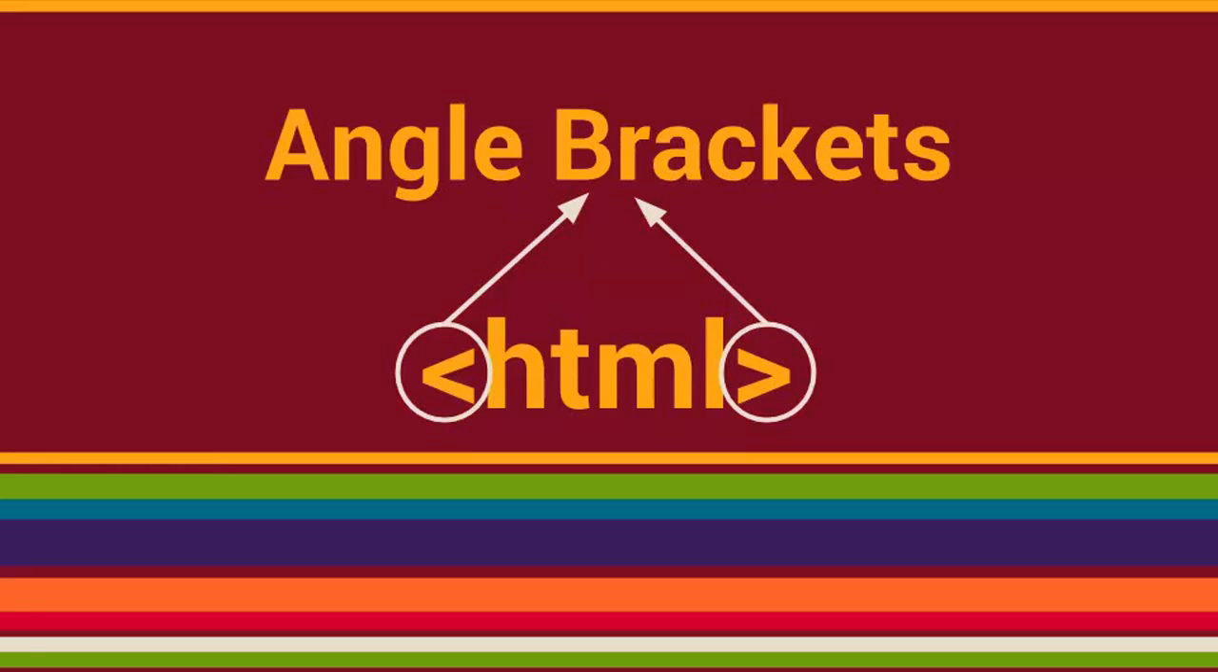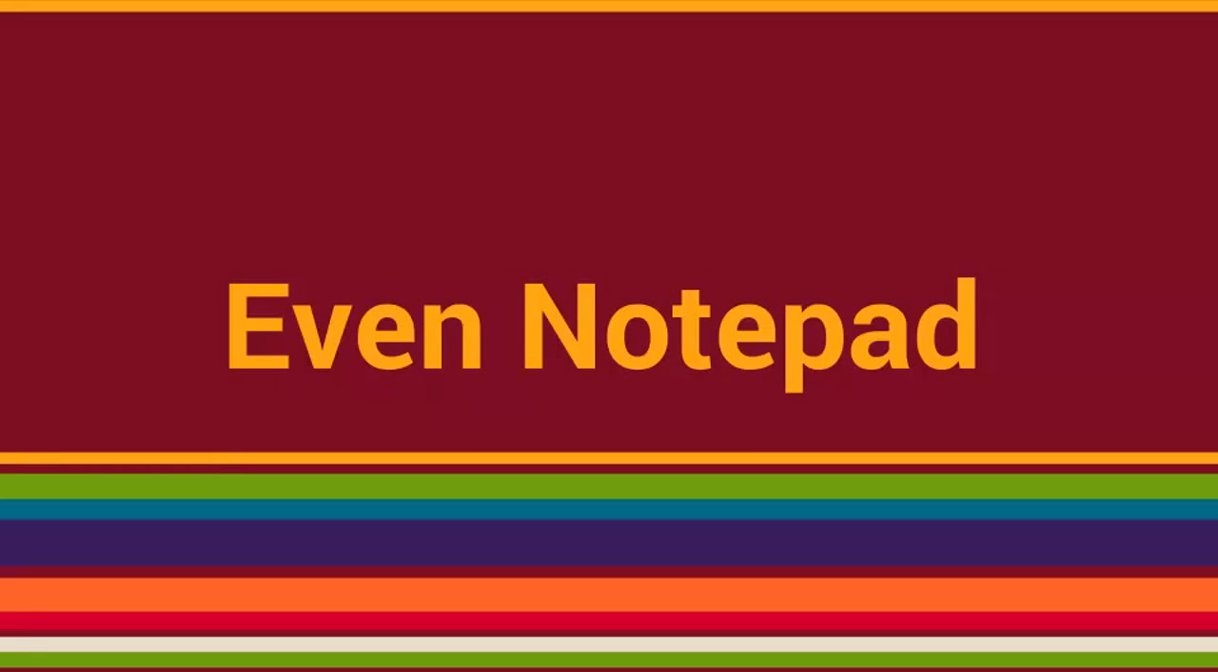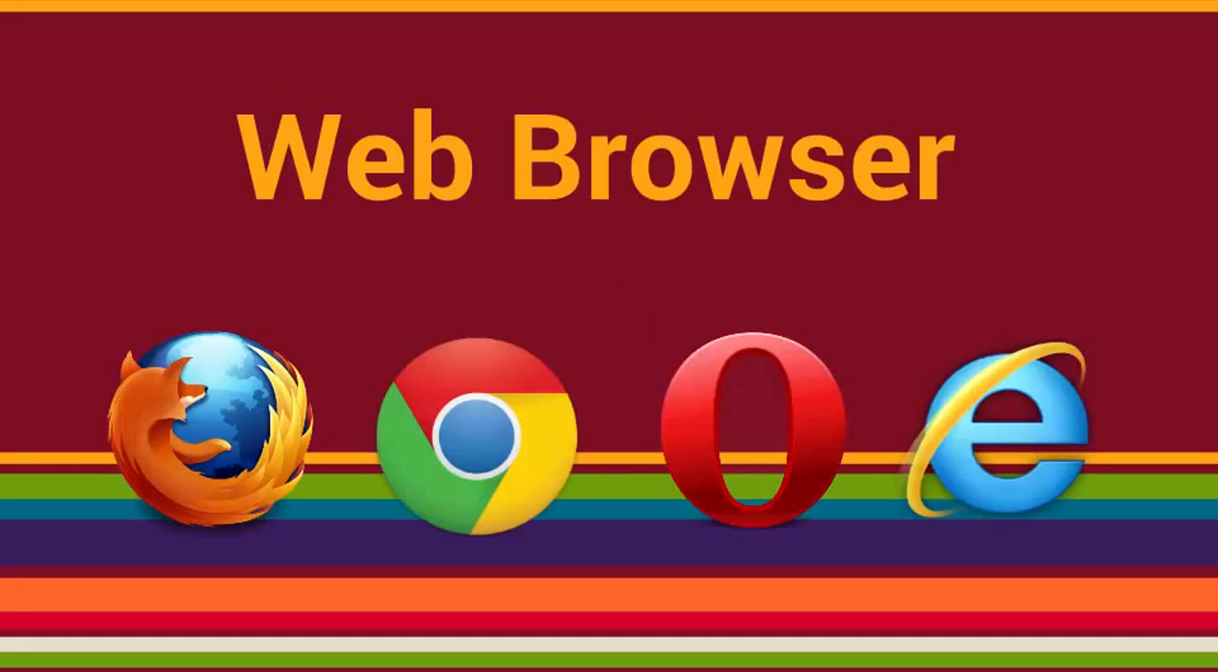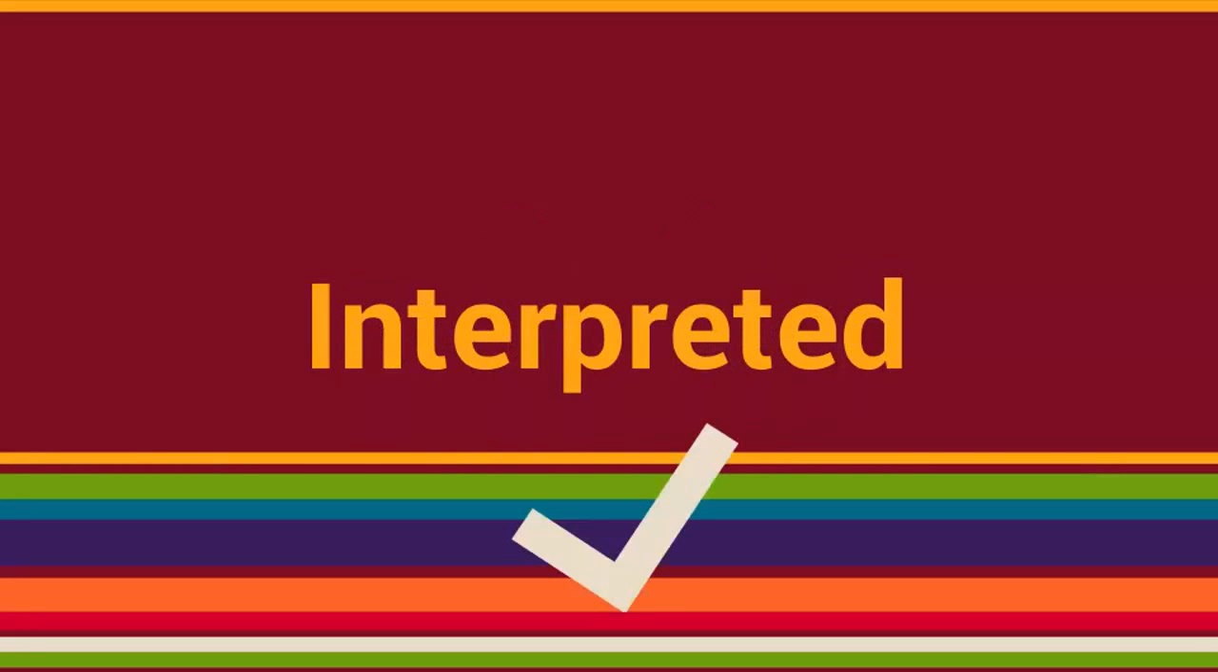The code can be written using any text editor, and the file is saved with an HTML or HTM extension, and the file is run in a web browser. The code is not compiled, so we don't need a compiler. The code instead is interpreted by the web browser. So when we open the HTML document in a web browser, the web browser takes the code and then gives us the visual version of the code.